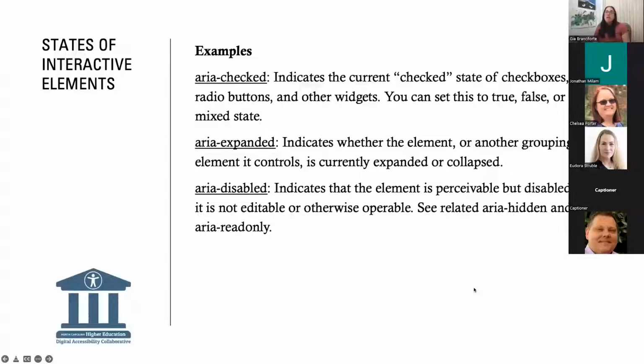Like I said, ARIA checked indicates the current checked state of checkboxes, radio buttons, other widgets. ARIA expanded indicates whether an element or a group of elements is currently expanded or collapsed. ARIA disabled indicates that an element is perceivable but disabled. We often interpret that, if you are a sighted user, as something that looks grayed out. You can't interact with it. Some related ones to that are ARIA hidden and ARIA read only.